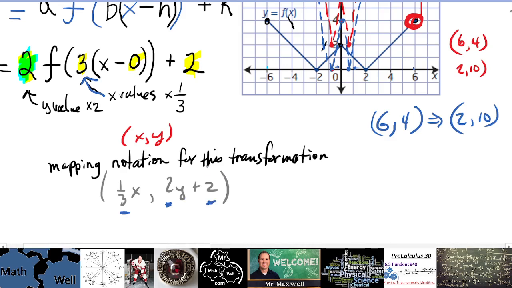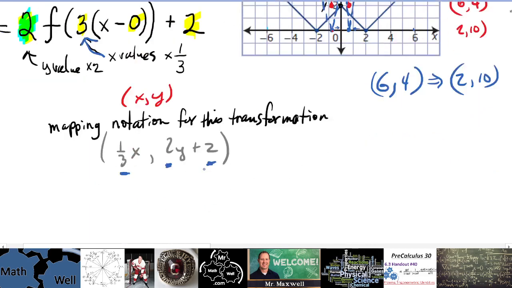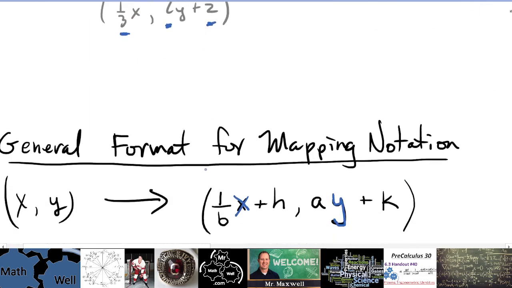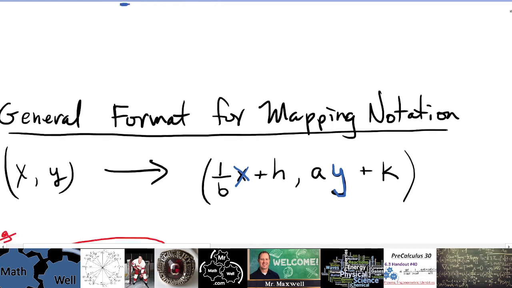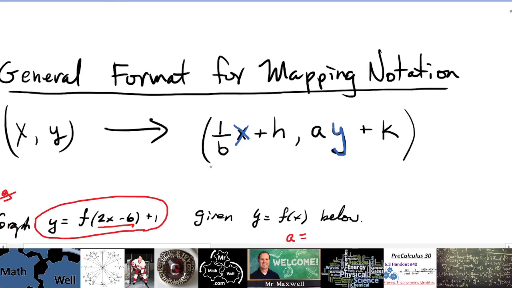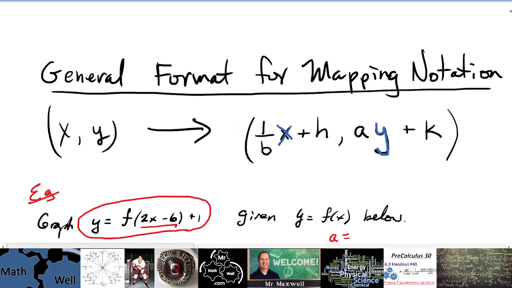Okay, so that's the mapping notation. While we're on that vein here, this is the general format for mapping notation. I don't know if I've given you this in a previous lesson already, but you may as well write that down.